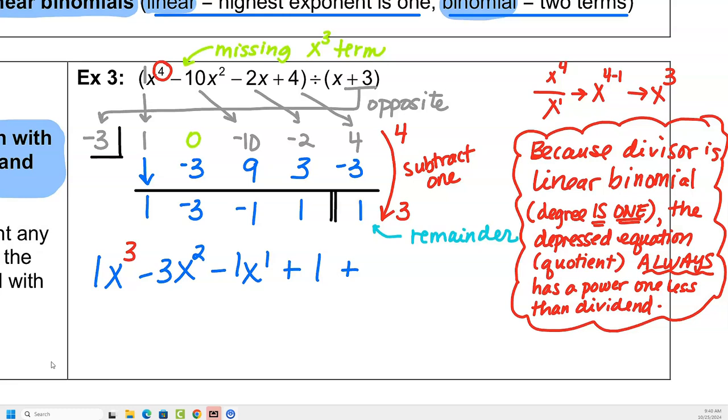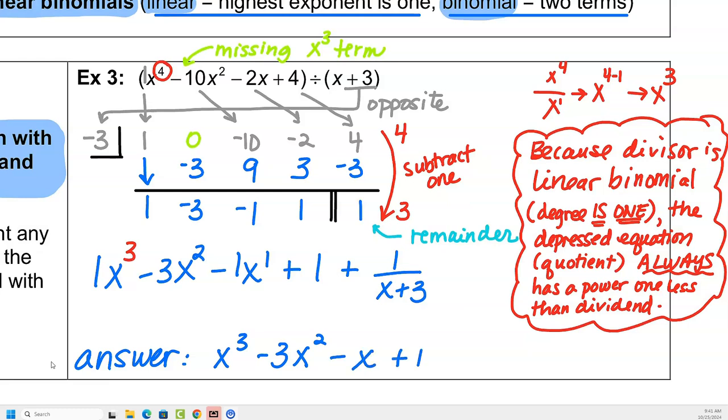And then plus, and now I'm going to have my remainder, which is going to be 3 over, and what's it going to be over? Good, the divisor, what you divided by. Yes, it is 1. Why did I write 3? Because I saw the red 3 right there. Sorry, it is 1, and it is over x plus 3. Okay, so when I write my answer, though, let's simplify that so we don't have all those 1s. So it'll be x to the third minus 3x to the second minus x plus 1 over x plus 3.